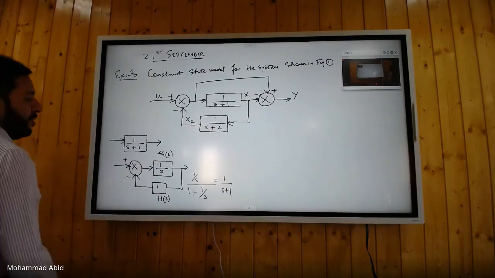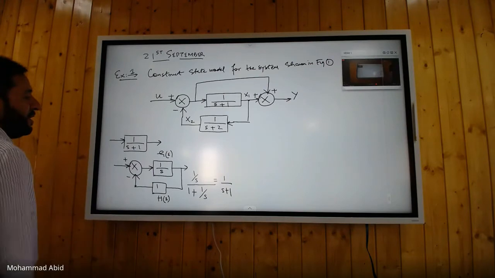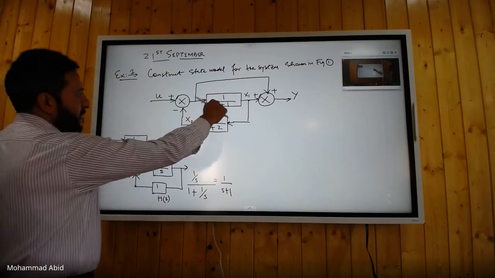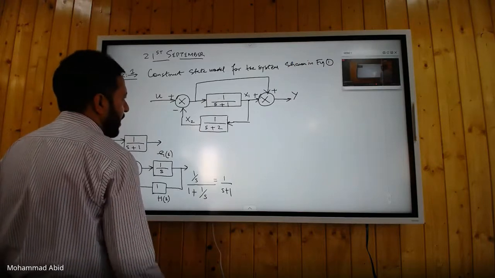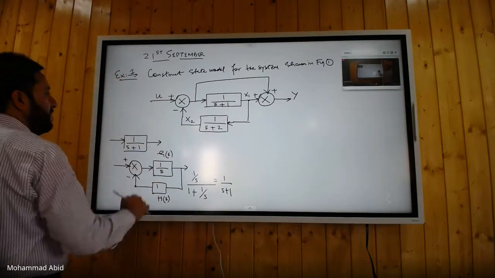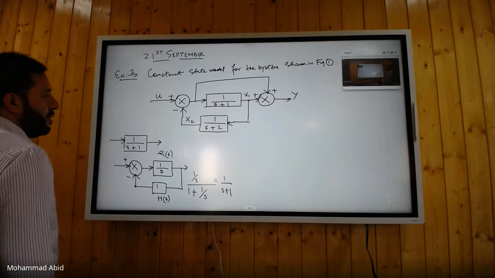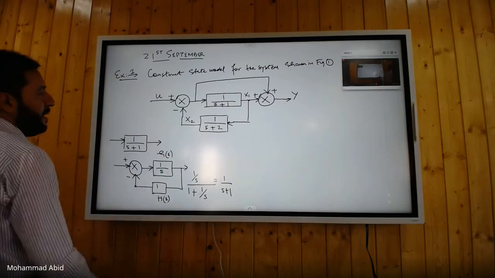So there is an integrator hidden in this block. So the output of this block we will take as state variable 1, and the output of this block we will take as state variable 2. There are two such blocks here, so there will be two state variables. And now we will write down the equations.